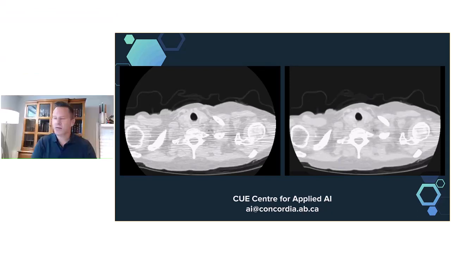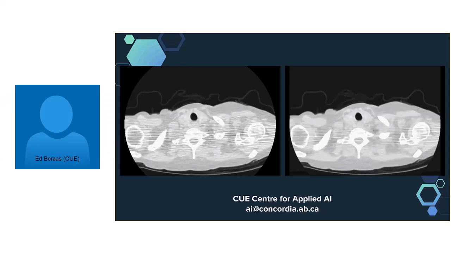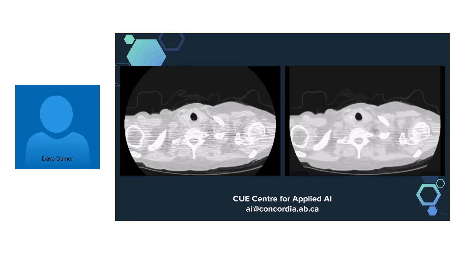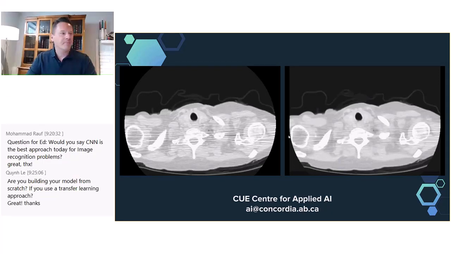Yeah, so this model was in fact trained from scratch. We used a collection of images totaling about 15,000 for the initial training set, sorry, not 15,000 slices, but 15,000 studies, and that was definitely enough for us to see very, very positive results, as you're seeing in front of you here. That's great, thanks, Ed.